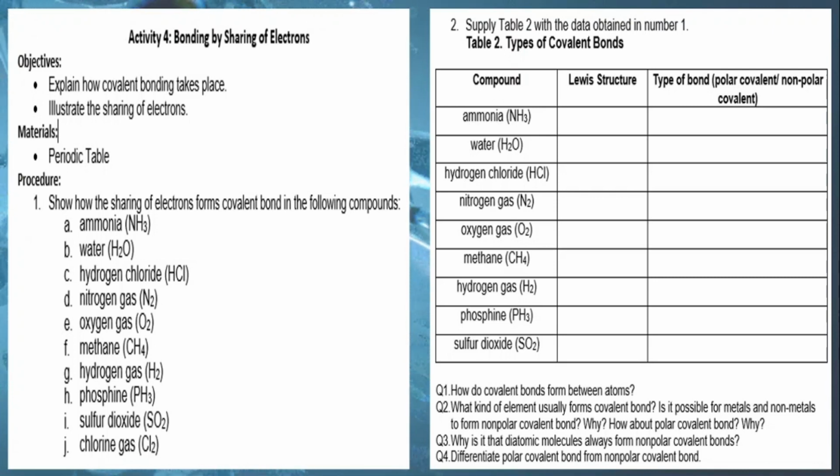And answer the 4 questions. Question 1. How do covalent bonds form between atoms? Question 2. What kind of elements usually form covalent bond? Is it possible for metals and non-metals to form non-polar covalent bond? Why? How about polar covalent bond? Why? Question 3. Do diatomic molecules always form non-polar covalent bonds? Last question. Differentiate polar covalent bond from non-polar covalent bond.